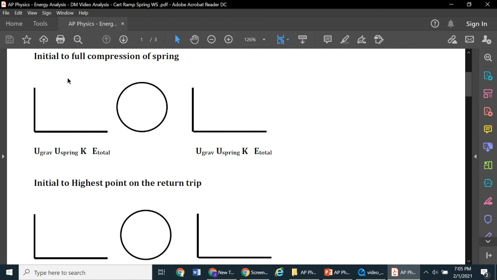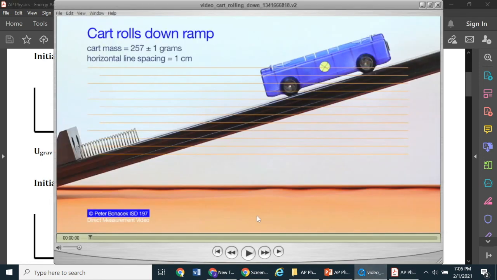I'll just show you the system now, so maybe you can start to toss some ideas around in your head for exactly how this lab might go. So first we're going to fill out these charts. Notice it says here initial to full compression of the spring and initial to highest point on return trip. This is the setup for the video lab tomorrow. We're going to have a cart rolling down a ramp and crashing into a spring. The video is 1 second.